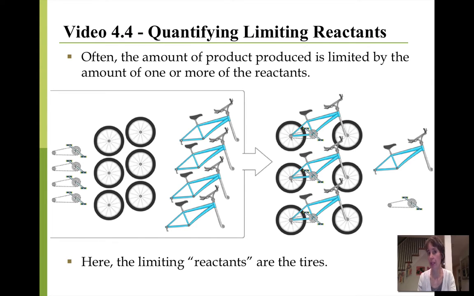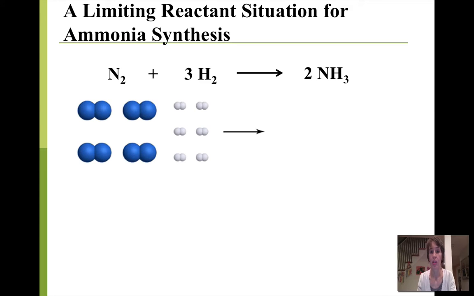So I used the bike example in class today. In this picture, we don't have enough wheels for these 4 bike frames. And this is a really common situation that we run into when we're starting off with, say, 2 masses of 2 reactants. One is going to dictate how much of the product can be produced. So let's look at an example of a chemical reaction now.